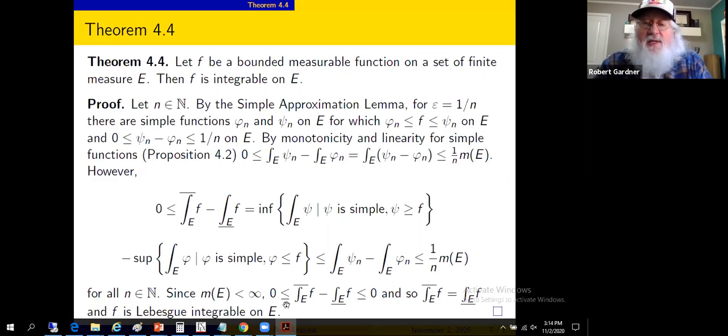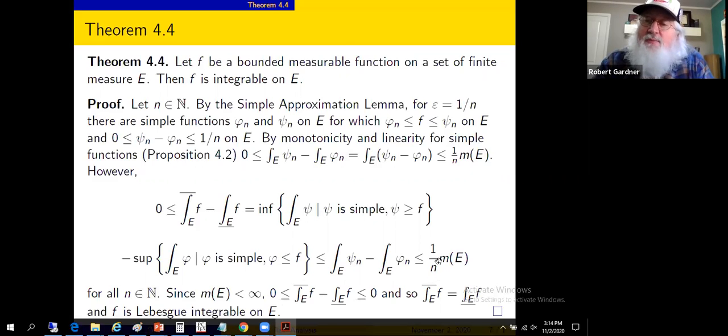We've got 0 is less than or equal to the upper Lebesgue integral minus the lower Lebesgue integral. We've got that less than or equal to 1 over n times the measure of e for an arbitrary n, and the measure of e is finite. n can be anything, so make n sufficiently large.